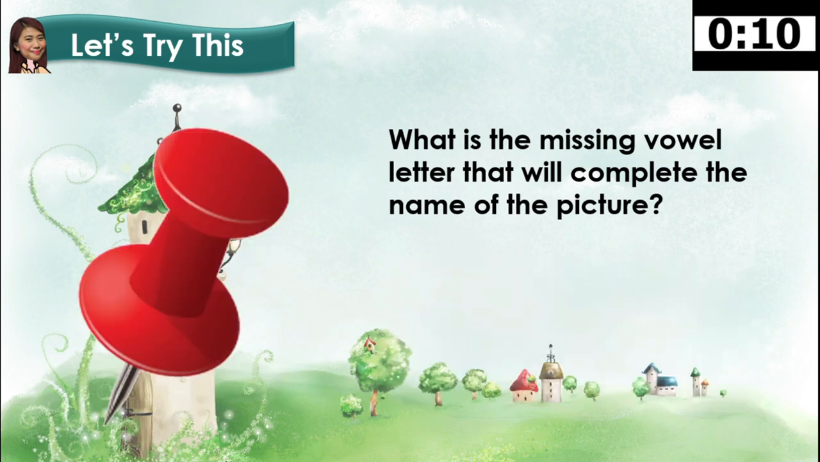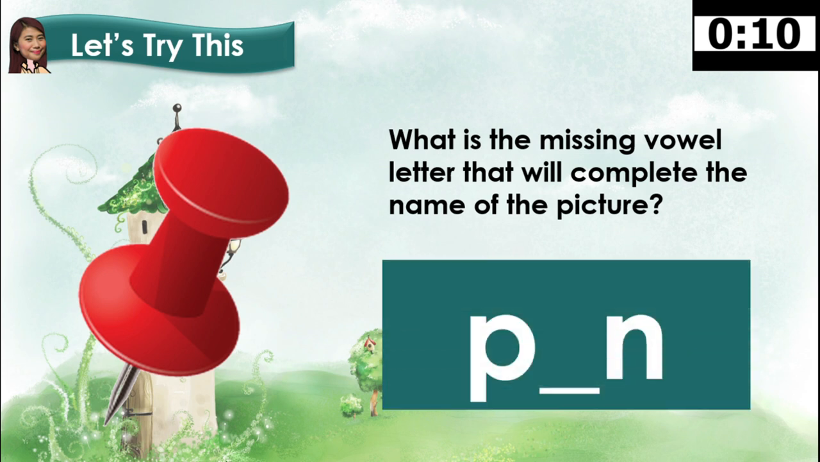Next one. What is the missing vowel letter for this one? Think of your answer carefully. And the missing vowel letter is I, with the sound of E. Again, what is the sound? E. Now let us read the word. Pin. Again, pin. Wow, you are good!